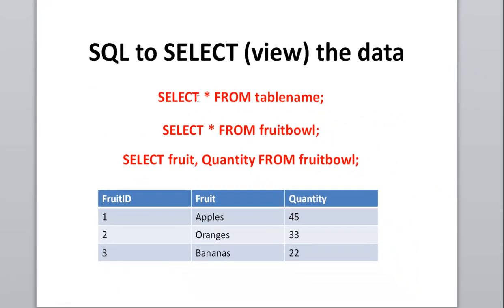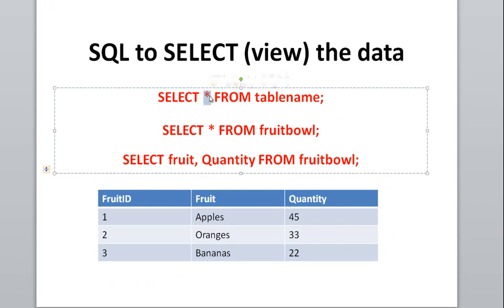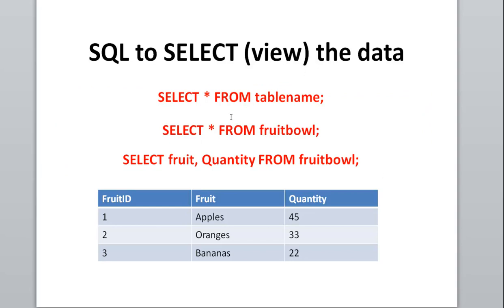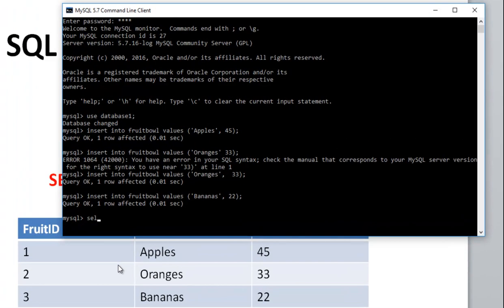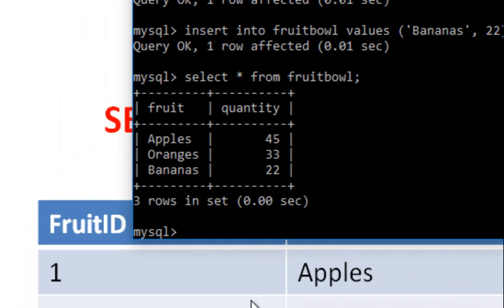So now we've entered 3 rows, we're going to select the data. So the keyword to select or view the data is select. Select star selects all the columns, so the star means everything from table name, and if we only want specific columns we can name them as long as they're separated by a comma. So let's try that. Select everything from fruit bowl, and it outputs the data.